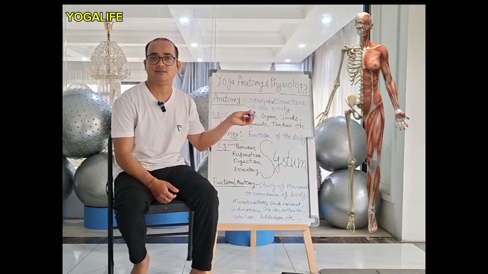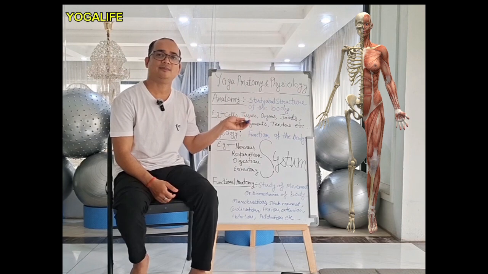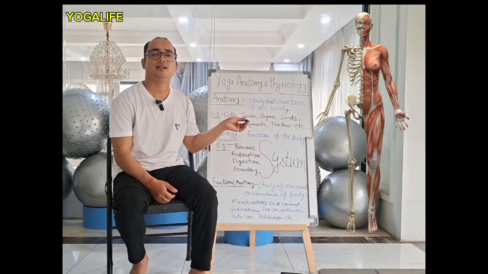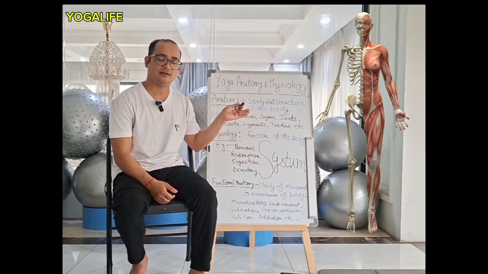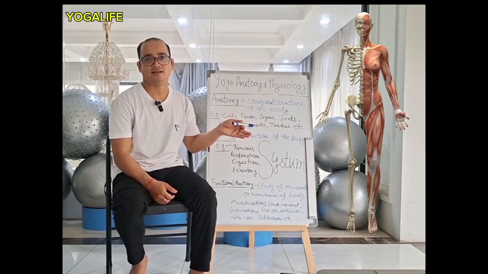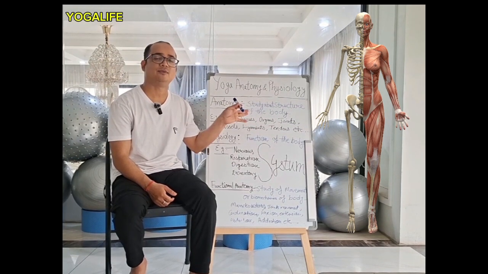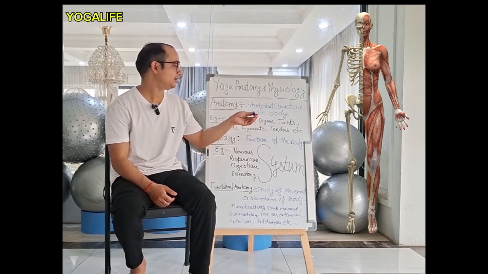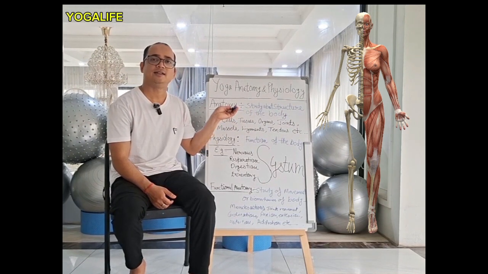Where is the location of the structure, the shape and the arrangement of the structure, and where they originate from and where they insert. For example, where a muscle originates from and where it inserts. We will study all of this together in anatomy.